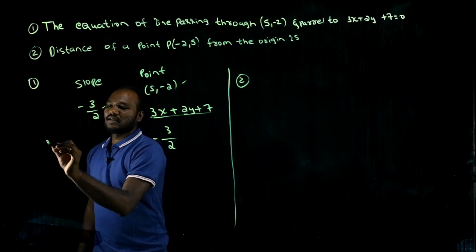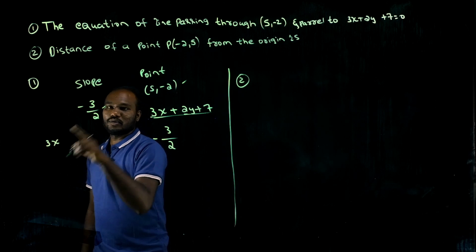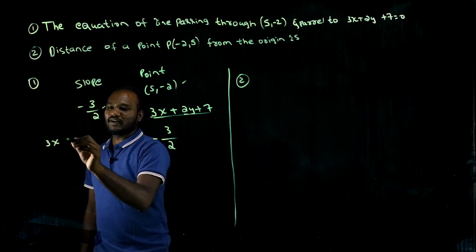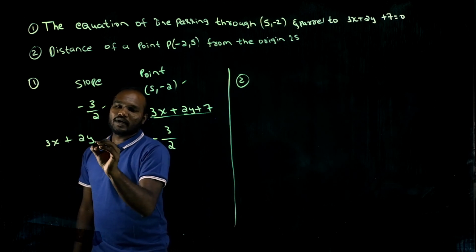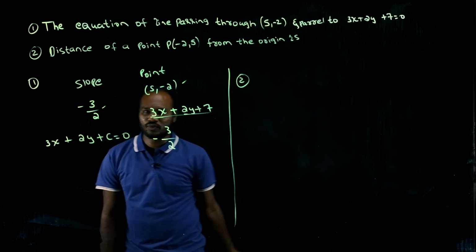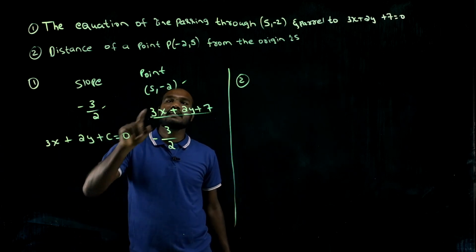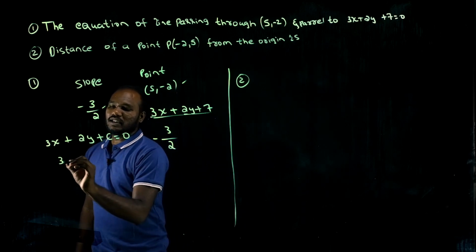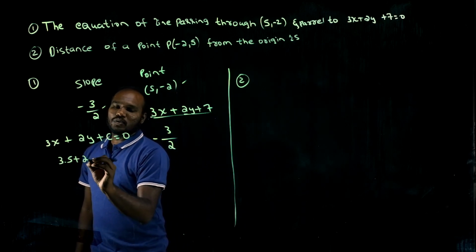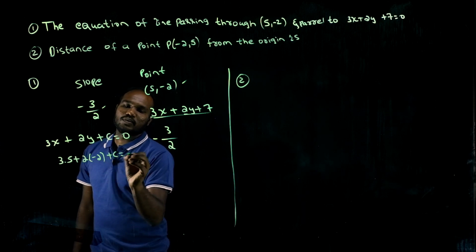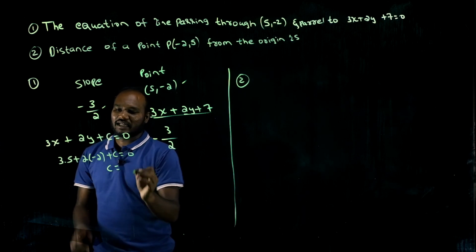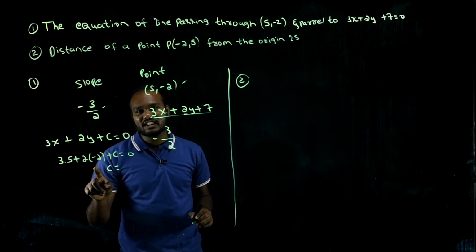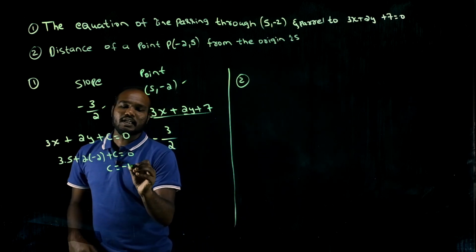So how to solve this? 3x, the numerator number into x. There is a minus, we have to take positive, denominator into y plus c equal to 0. Now in place of x and y, we have to substitute the given point. In place of x, substitute 5. So 3 times 5 plus 2 times minus 2 plus c equal to 0. So I get the c value: 3 times 5 is 15, 15 minus 4 is 11. So the c value will be minus 11.